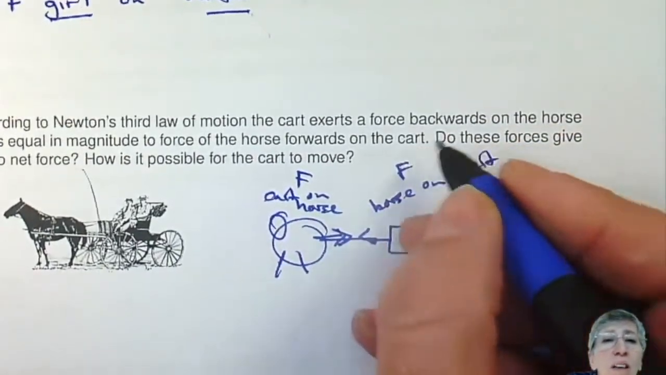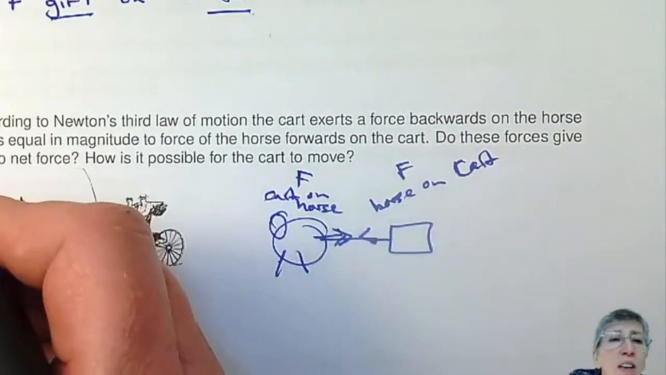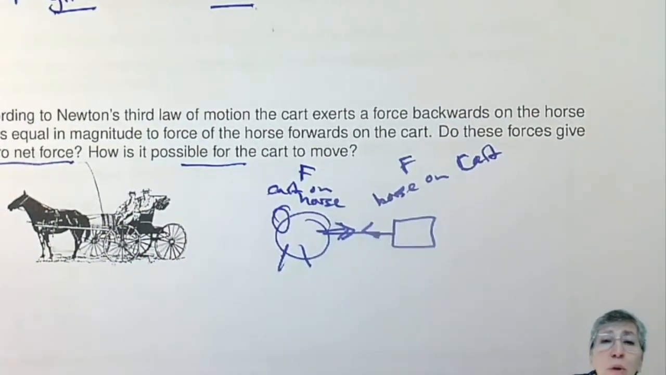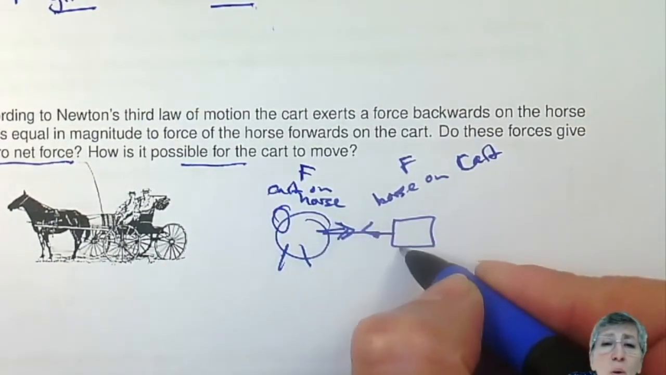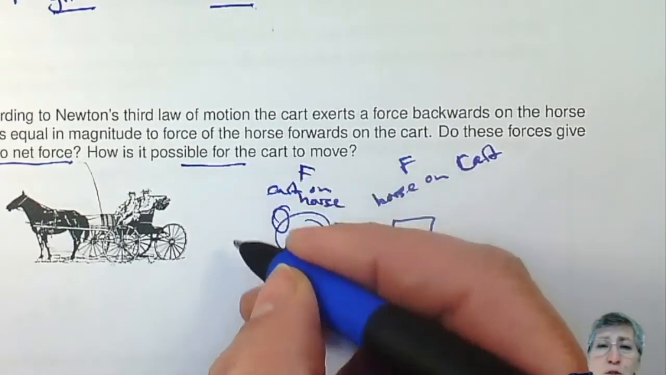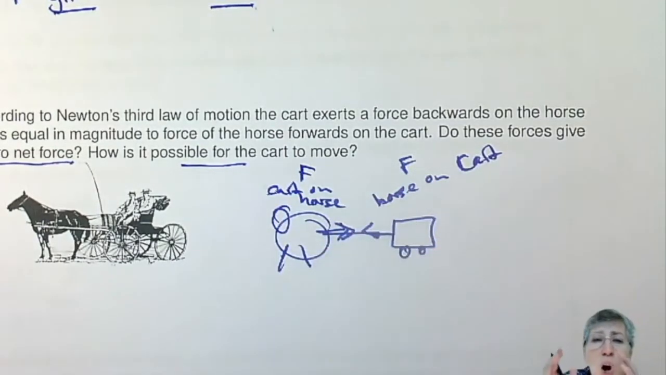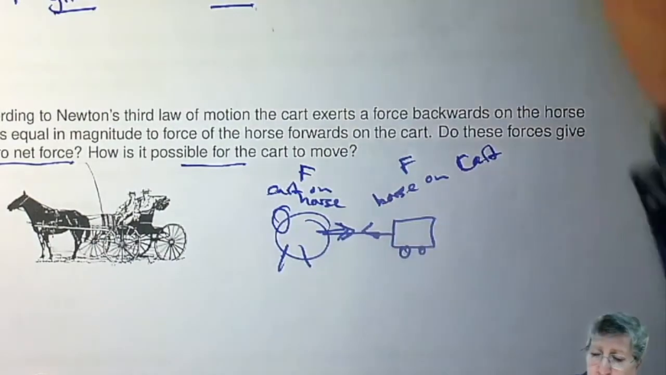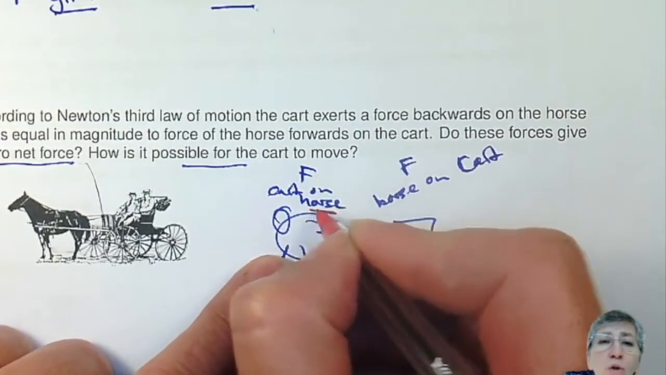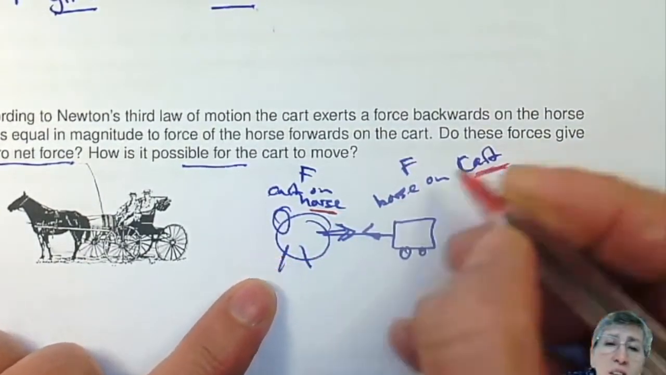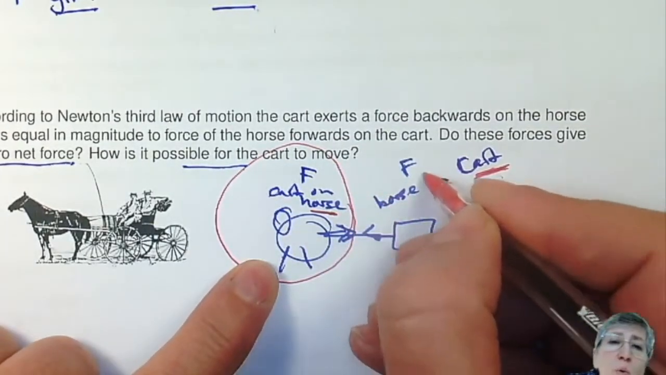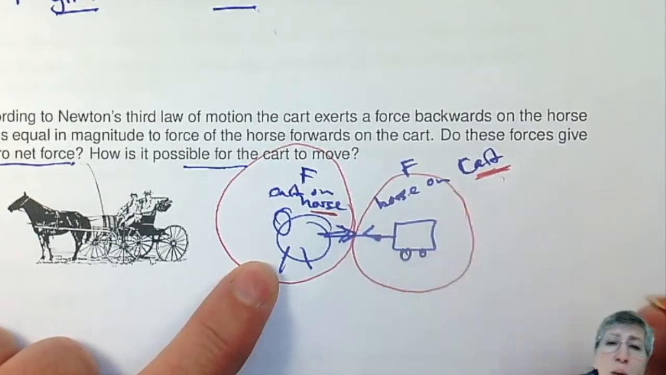Right, now they ask, do these forces give a near zero net force, and how is it possible for the cart to move? Now, yes, they are equal, but we never look at them together. When you look at the force, you look at the net force on an object. So you never look at both at the same time. Remember, this one is working on the horse and that is working on the cart. So what we need to do is only look at the forces working on the horse, or only look at the forces working on the cart.